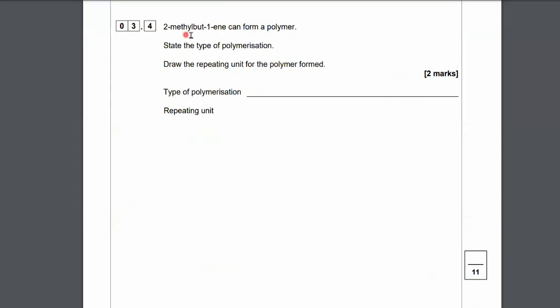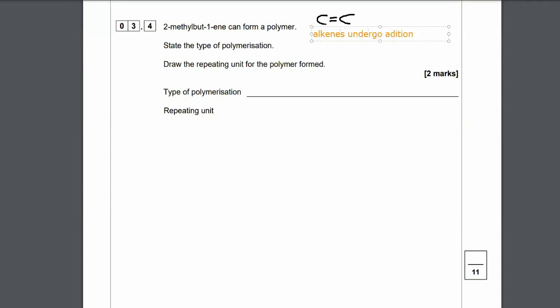So 3.4, 2-methylbut-1-ene can form a polymer. State the type of polymerization. Draw the repeating unit for the polymer formed. Type of polymerization. Now you did this in GCSE, so we've identified already that we're dealing with an alkene, which contains a functional group that's a carbon-carbon double bond. And you should know from GCSE, alkenes undergo addition polymerization.